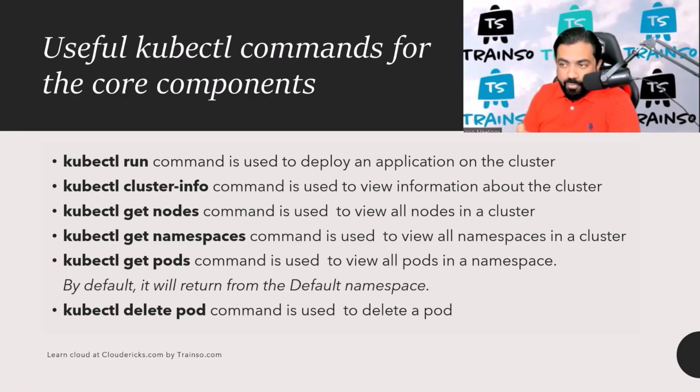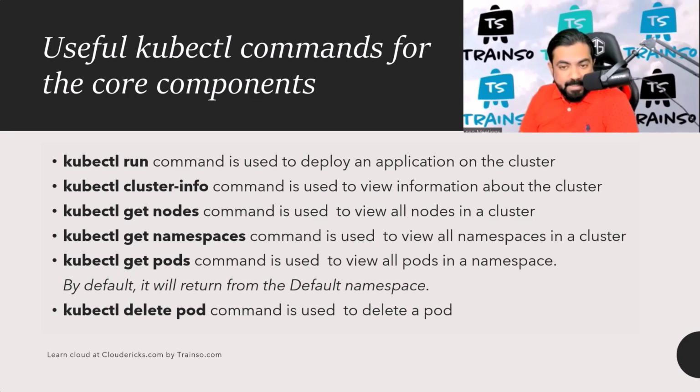Here are some useful kubectl commands for cluster, nodes, pods, namespaces, and API that can help you get started. The more we learn Kubernetes and work hands-on with it, we'll be getting familiar with a lot of other commands also. The kubectl run command is used to deploy an application on the cluster. Kubectl cluster-info is used to view information about the cluster. Kubectl get nodes is used to view all nodes in a cluster. Kubectl get namespaces is used to view all namespaces in a cluster. Kubectl get pods is used to view all pods in a namespace. By default, it will return the default namespace if we do not provide any namespace.